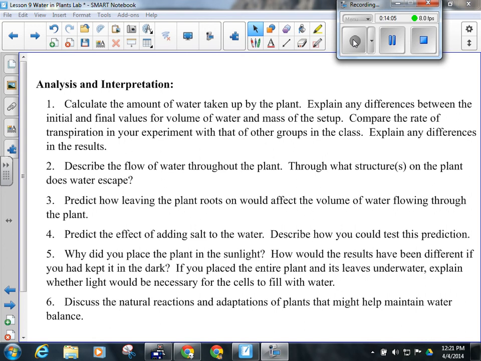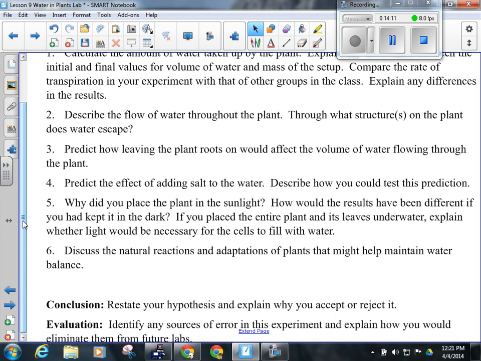Predict how leaving the roots on would affect the volume of water flowing through the plants. That's one you think about and tell me what you think would happen. What if we added salt to the water? For this one, think about what that would do to that process, to osmosis. How would that affect osmosis if the water was salt water, not fresh water?